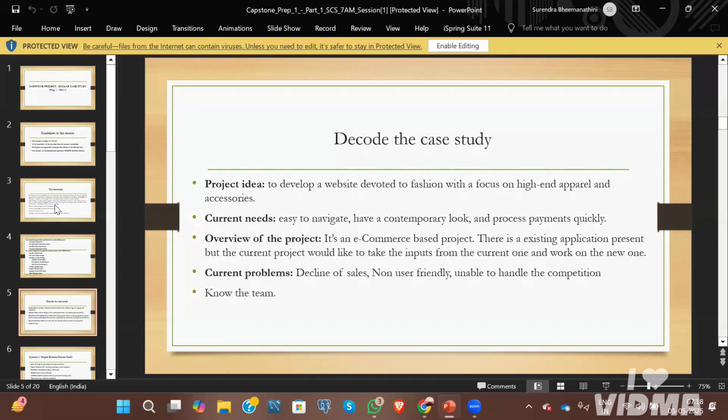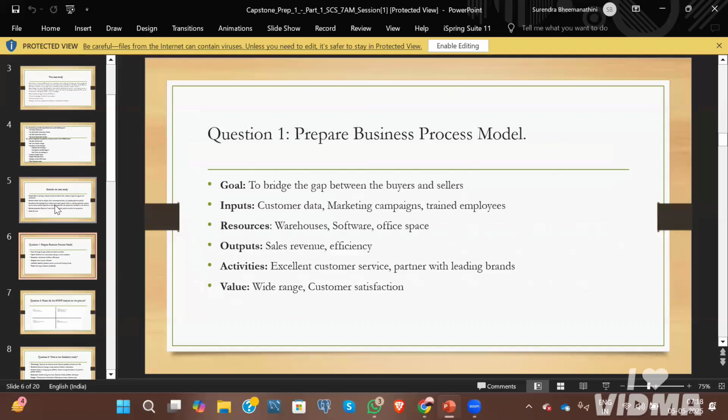Okay. Current problems: decline of sales, not user friendly, unable to handle the competition. So these are the current problems that Mr. Kathy's website is facing. And the last one is know the team. You should know your team. Okay, and coming to the next one, prepare business process model.